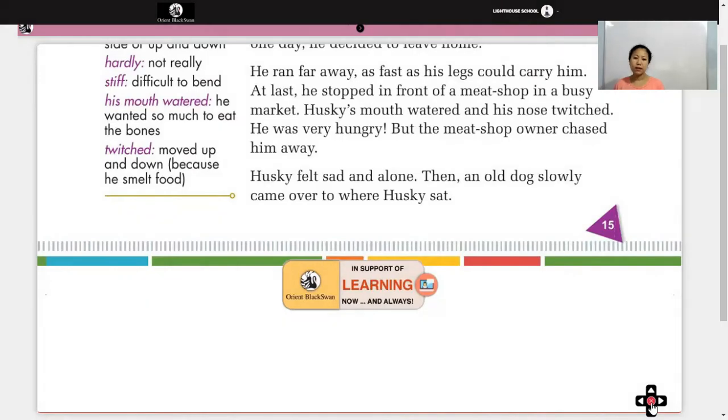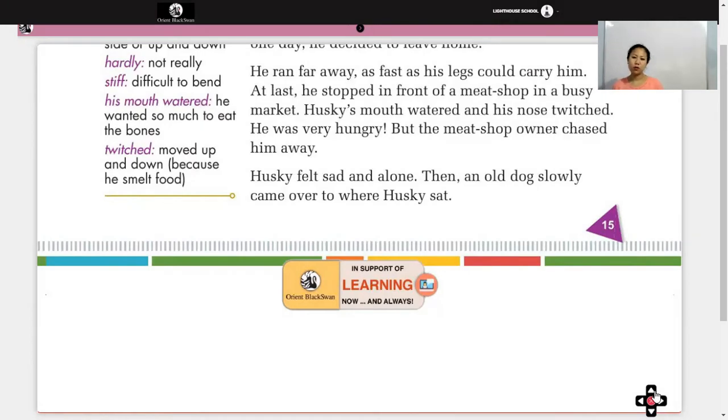After Husky decided to leave home, what did he do? He ran away and finally he stopped in front of a meat shop in a busy market. While he was standing there in front of the meat shop, his mouth started watering and his nose started twitching up and down because of the smell of the food. But though he was very hungry, the meat shop owner did not give him a bone. Instead, he chased him away. So Husky felt sad and alone.